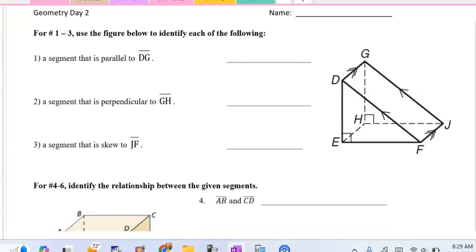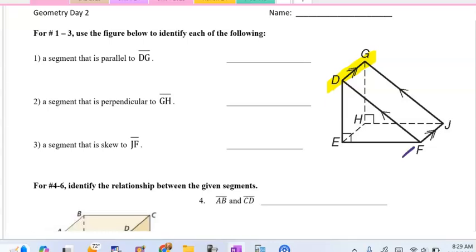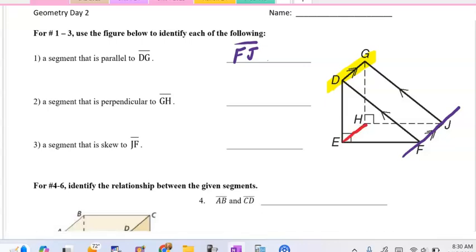So if you look at the warm-up, we want to find a segment that is parallel to DG, so I'm going to highlight that. Segments that are parallel are lines that go in the same direction or the same plane that never intersect. So this purple line, FJ, is parallel. I'll write it as a segment. And then this red segment, EH, is also parallel to the highlighted yellow segment.